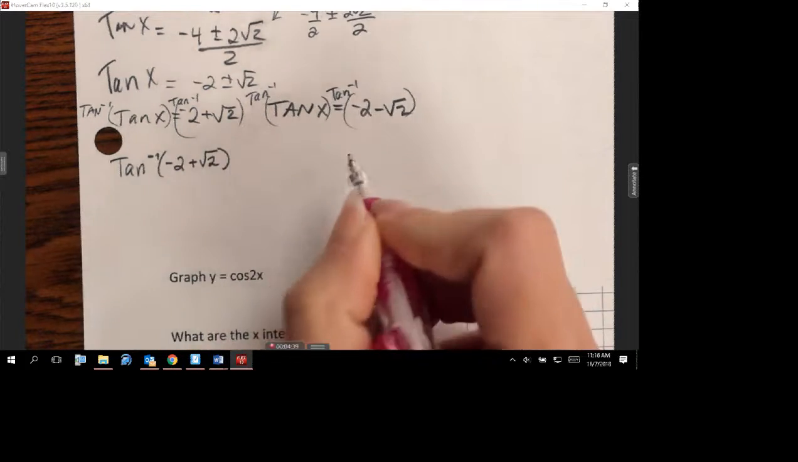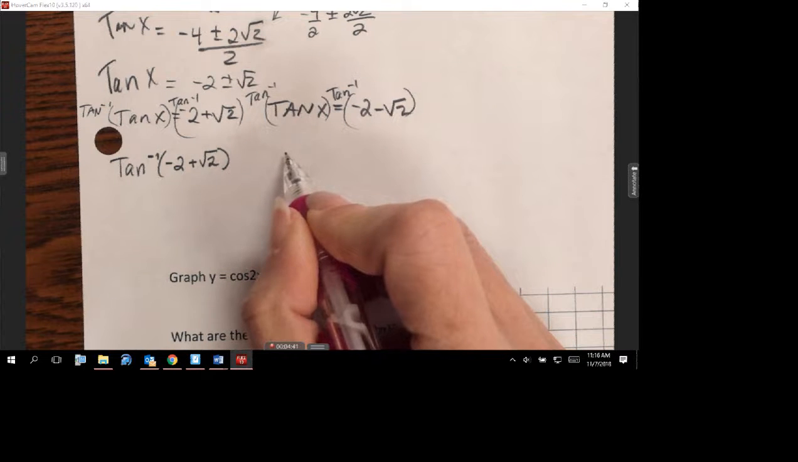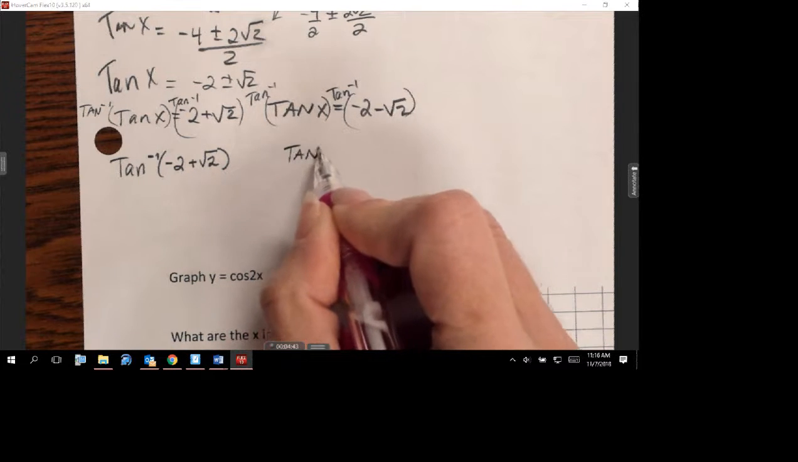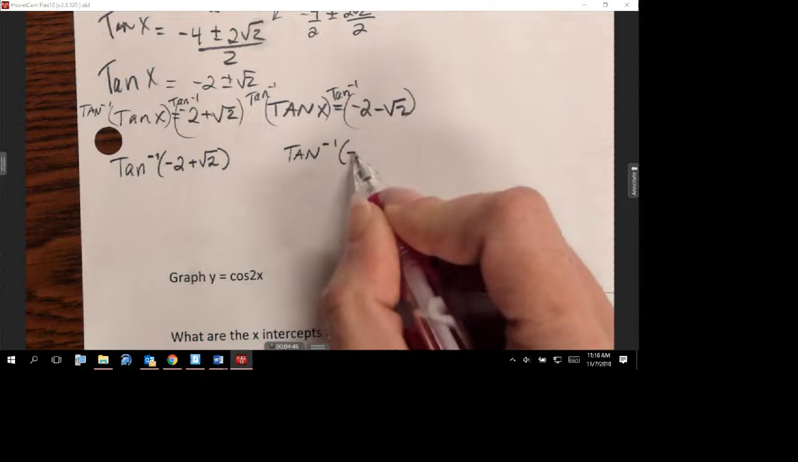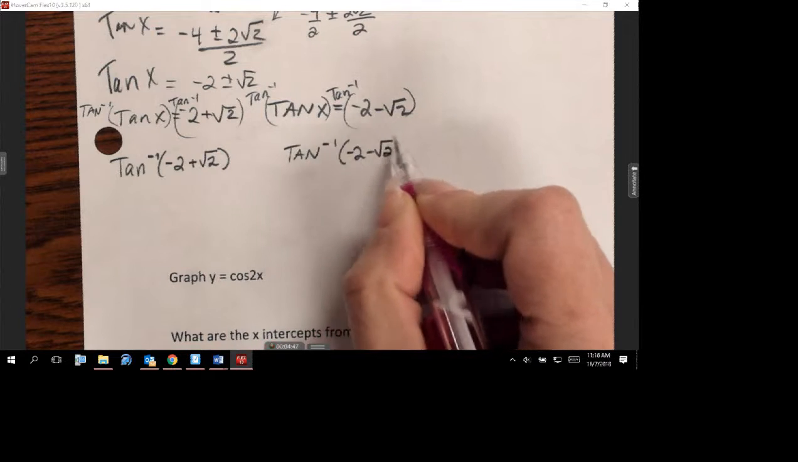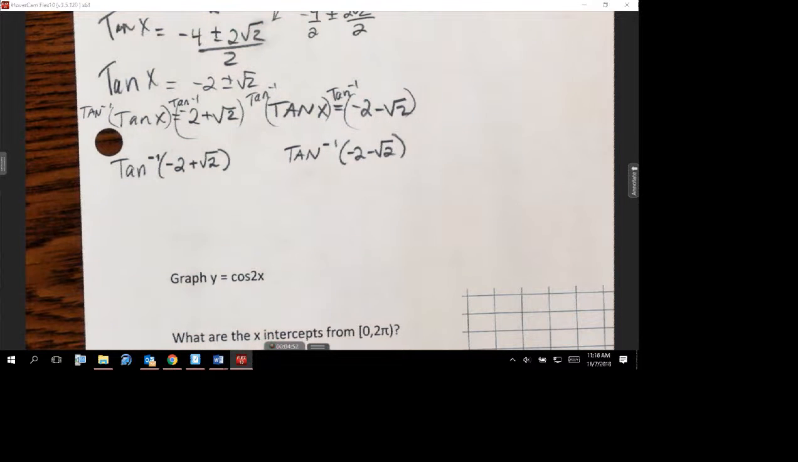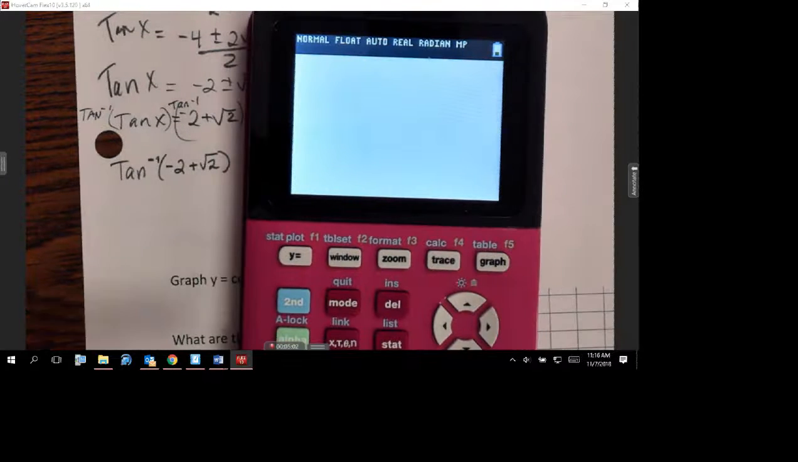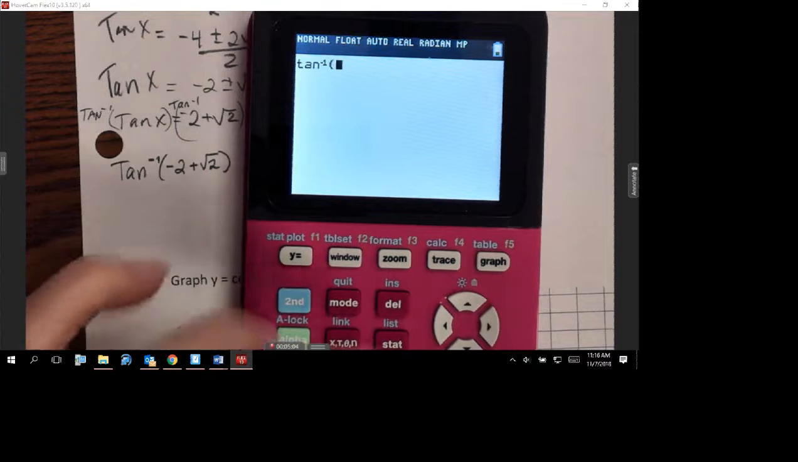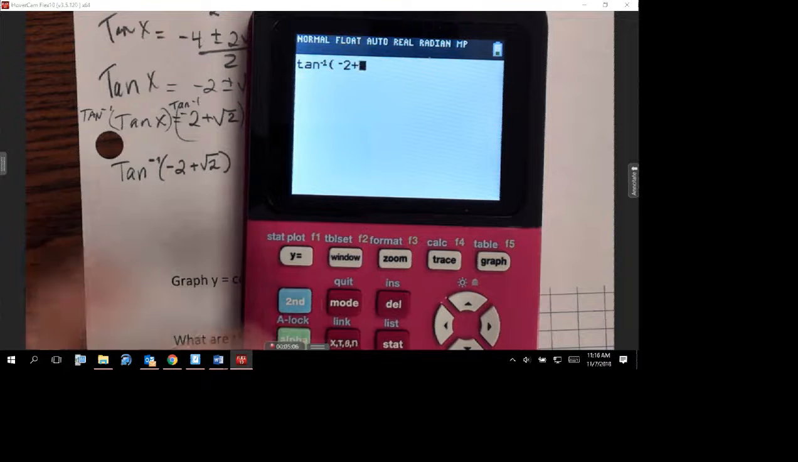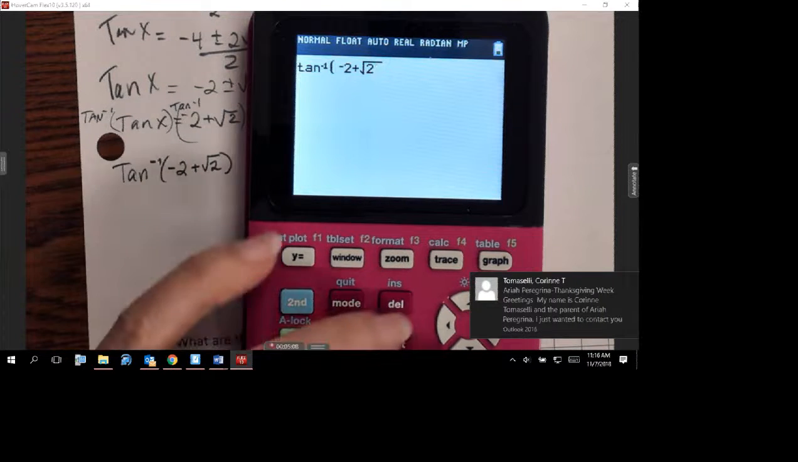So if you do not know the value, then you have to use your calculator. Before you even start, what mode should our calculator be in? Because we look at the answer and it has to be between 0 and 2 pi, it's got to be in radian mode. And we're going to do inverse tangent of negative 2 plus radical 2.